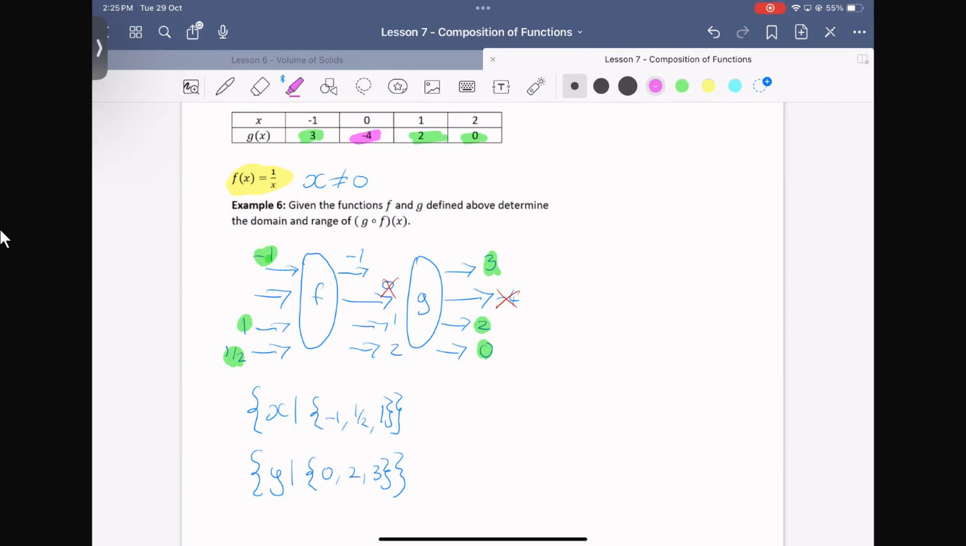Explain to the person next to you why we can't have a -4 in the range of this composite function. Because g has it in its range. Why can't we get it in the composite function? Explain to the person next to you.